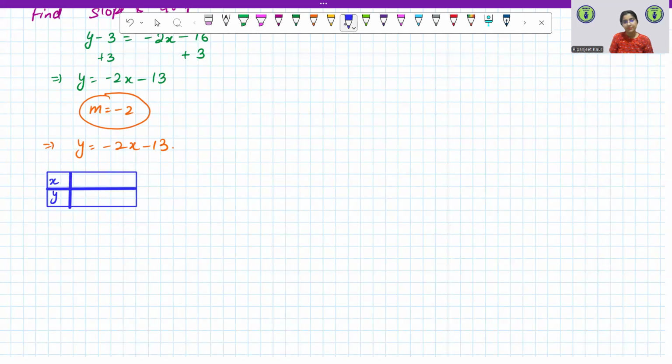We could do 0 first. Which coordinate to be put as 0? X. If x is 0, what is y? Let me do the equation. Negative 13. Very good.